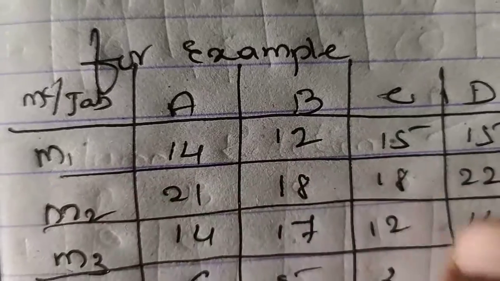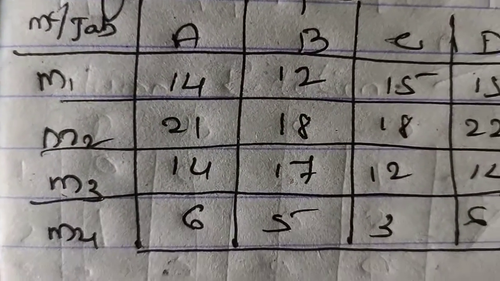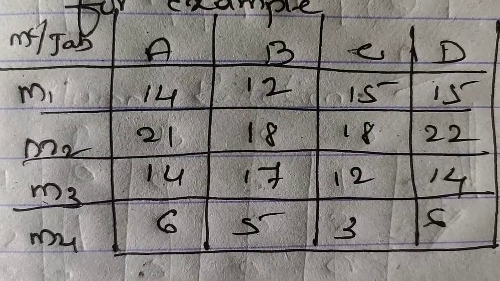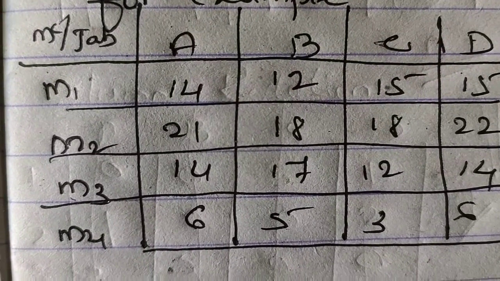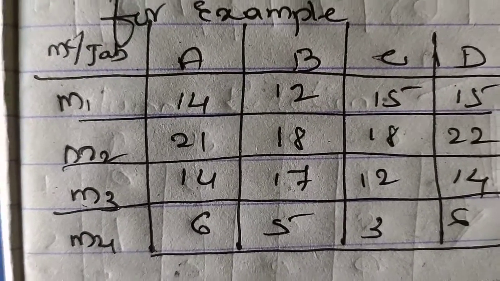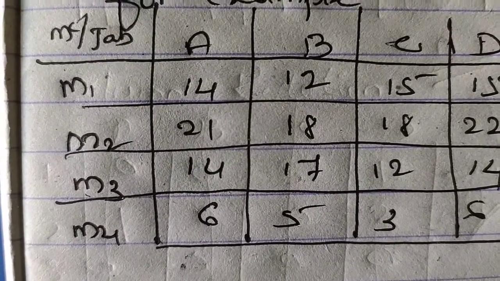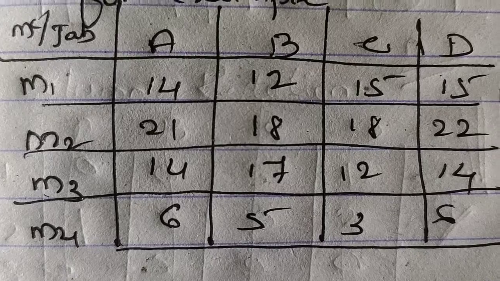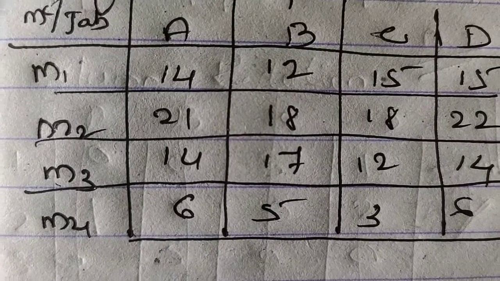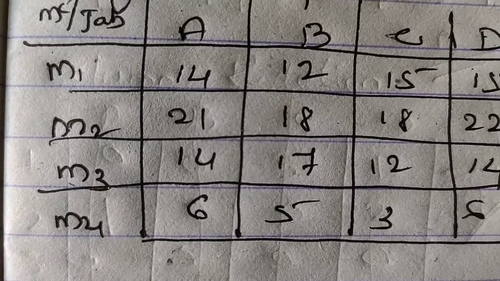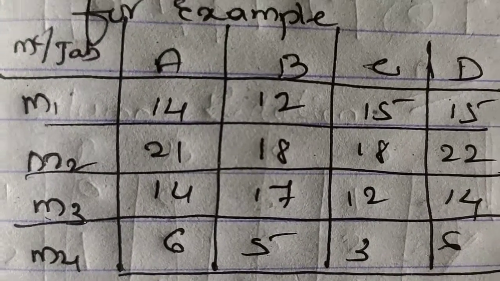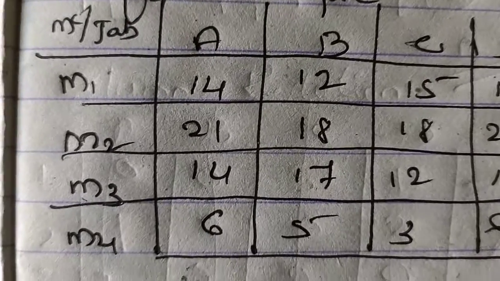Whatever the matrix contains, that matrix is the cost of a unit. While producing one unit, what is the cost for job A, job B, job C and job D? With respect to machine 1 it is 14 rupees, machine 2 it is 21, machine 3 it is 14 and machine 4 it is 6 rupees. Likewise for B jobs, C jobs and D jobs.